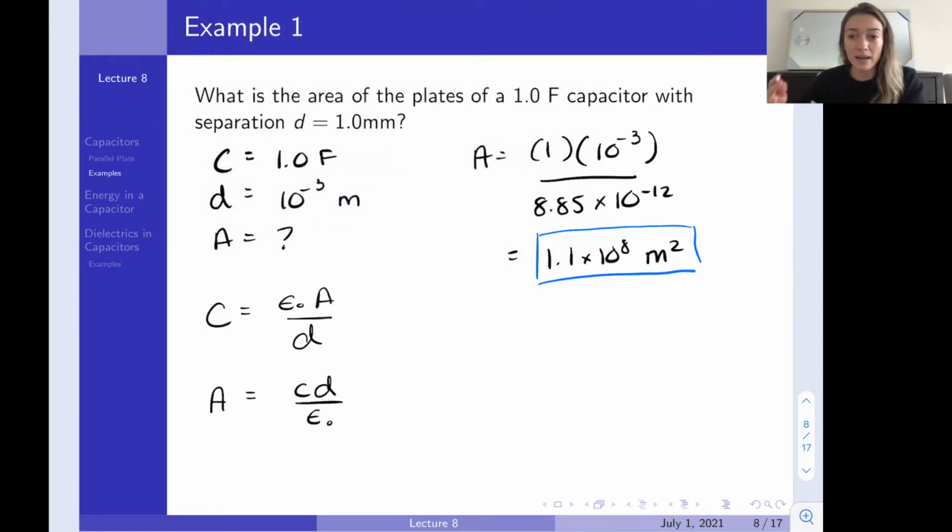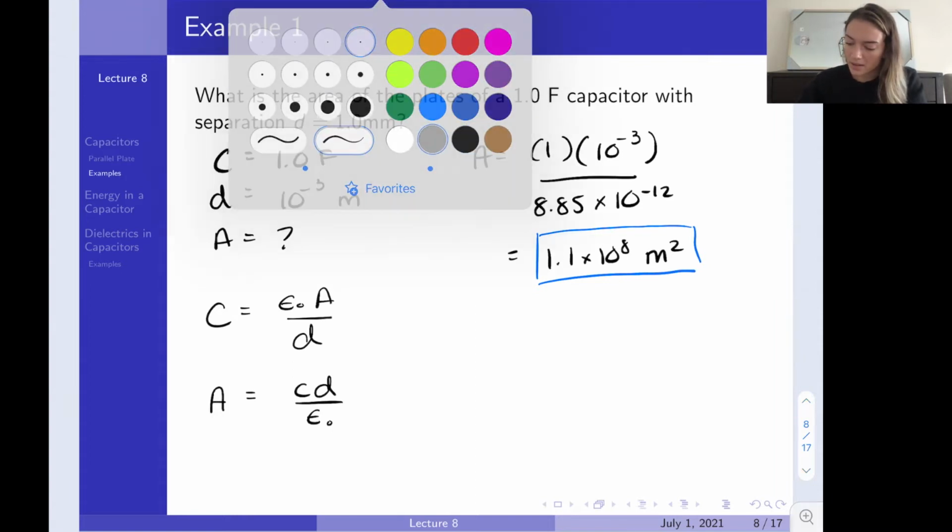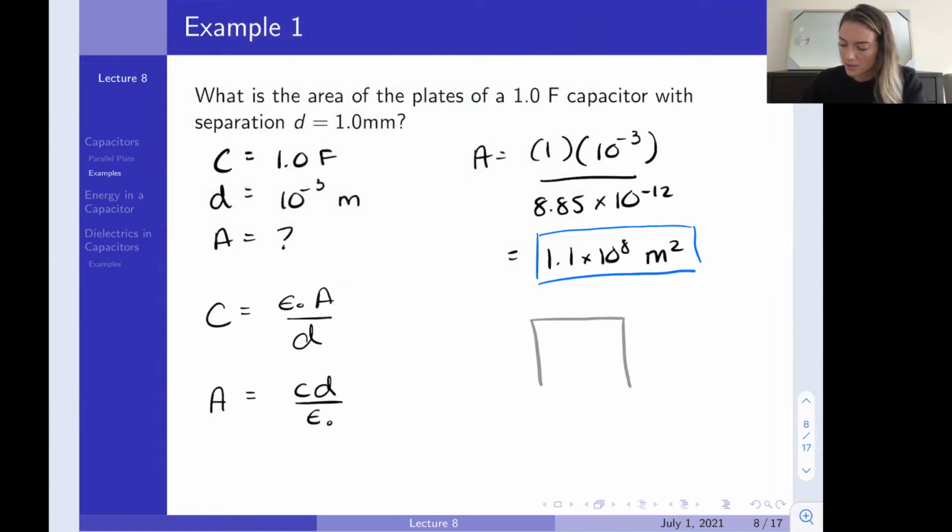Well, to get something that's about 10 to the 8, if you had an area of something, let's say like a square, that was 10 to the 8, you would need each side to be about 10 to the 4, right? That way when you did length times width, you would get 10 to the 8. So 10 to the 4 meters, we can think of as 10 times 10 to the 3 meters, which is 10 kilometers. And 10 kilometers is about 6 miles. So this would be a really big capacitor to just get a capacitance of 1 farad.